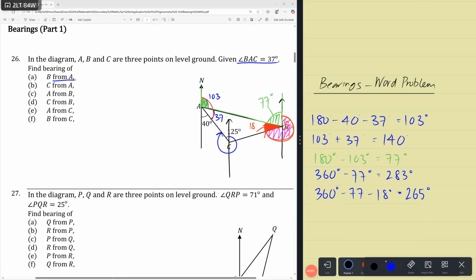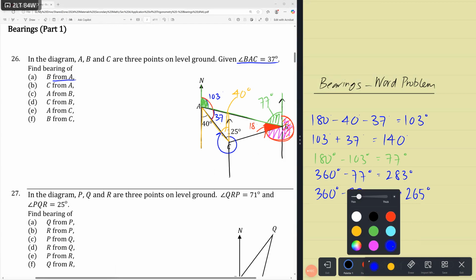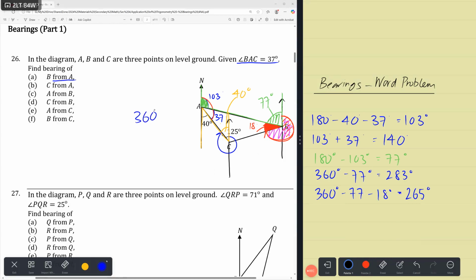So without doing anything, I'm going to show you this. Pay attention to the line in yellow. 1, 2, 3. So this line in yellow indicates this small angle here is 40 degrees. Therefore, to get our bearing is simply taking 360 degrees minus 40 degrees, and then we will get our answer, which is 320 degrees. That is the bearing of A from C.